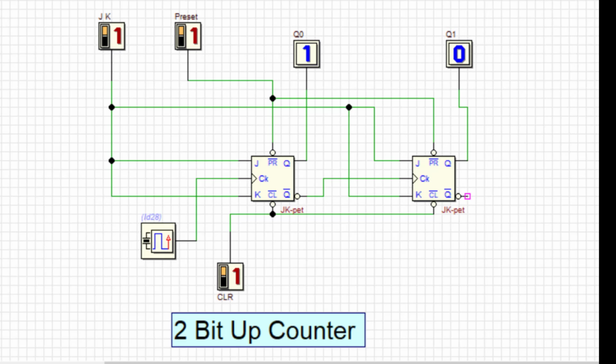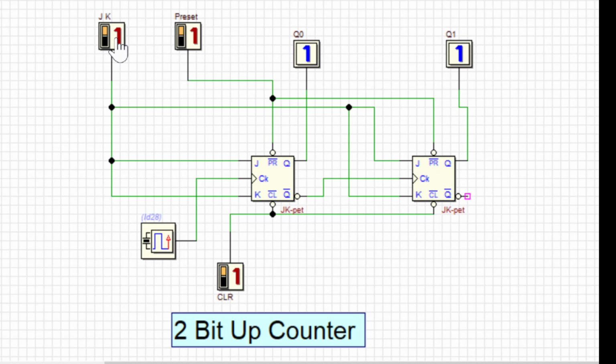Now it is 0 1, then 1 0, then 1 1, then again 0 0, then 0 1, 1 0, 1 1, then 0 0. This is my LSB and this is my MSB. Please look at the counting sequence: 0, 1, 2, 3 and 0. So this is how your circuit is going to count from 0 to 3.